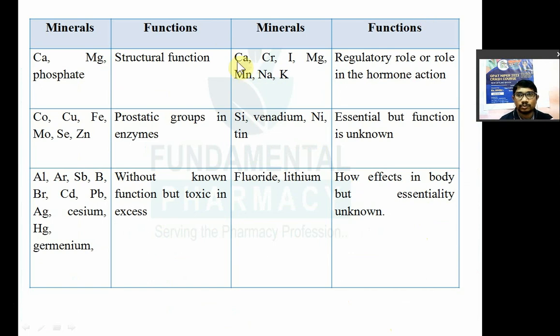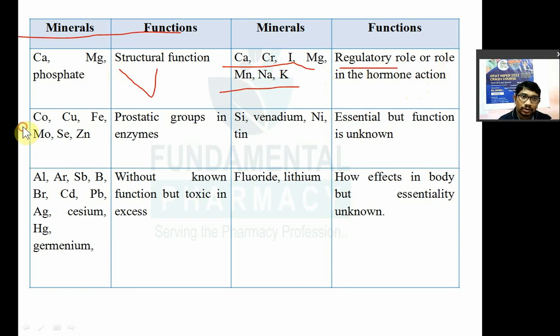Next is the last slide of today's session. So minerals and their function. कैल्शियम, मैग्नीशियम, फॉस्फेट का function क्या है? They are required for structure. जैसे calcium is required for bone formation, phosphate is also required for bone formation, right. Calcium, chromium, iodine, magnesium, manganese, sodium, potassium have a regulatory role in hormone action, and they have other roles also: regulation of neuronal transmission and muscular transmission, calcium जैसे होता है, potassium.